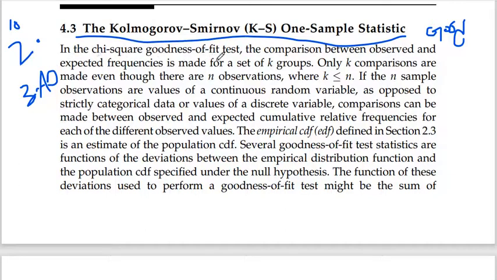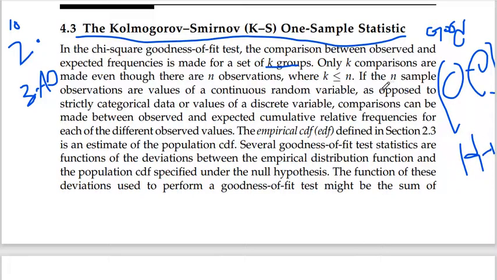In the chi-square goodness of fit test, the comparison between the observed and expected frequencies is made for a set of k groups. In the chi-square distribution we already saw how to apply goodness of fit: we take a null hypothesis that the data comes from a particular distribution, and the alternative that it comes from a different distribution. Then we find the observed frequencies and expected frequencies, take the difference observed minus expected, squared, divided by expected frequencies. That is the chi-square statistic, and we get the calculated value with k minus 1 degrees of freedom.